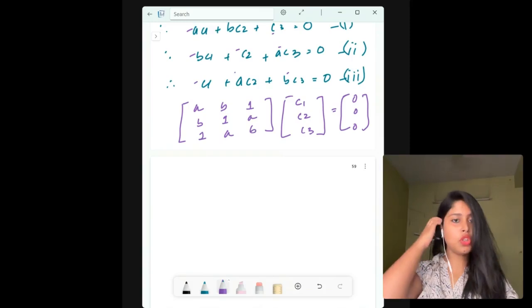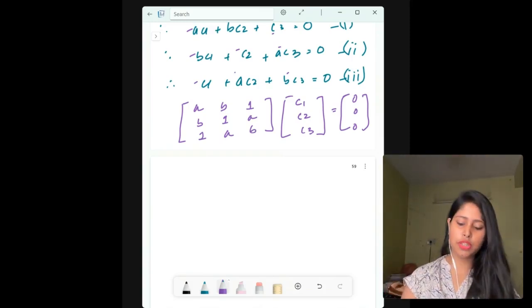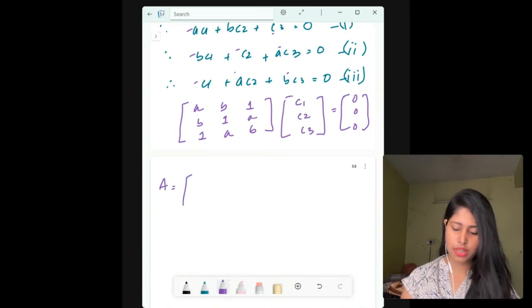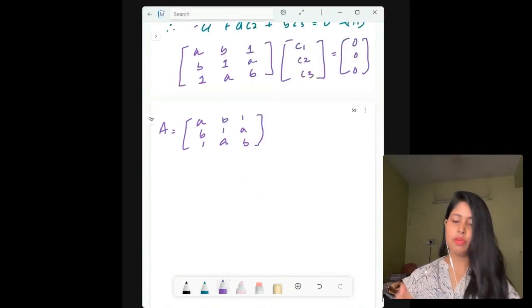Okay, now you need to find the determinant of this A, which we are saying is this part. I'm writing it in the next line. A is equal to a, b, 1; b, 1, a; 1, a, b. Now this is our A, and we need to find the determinant.